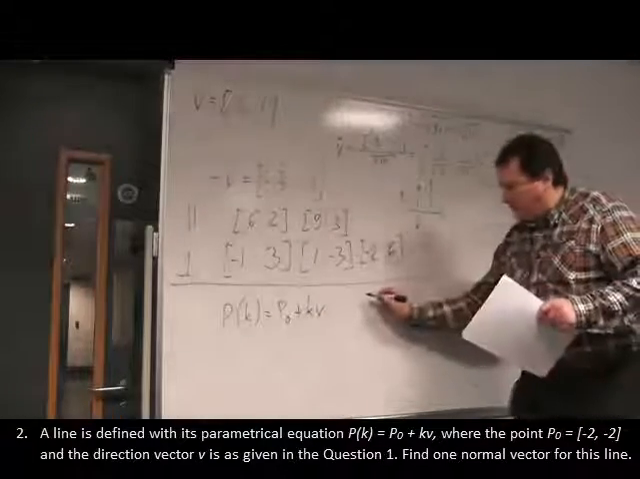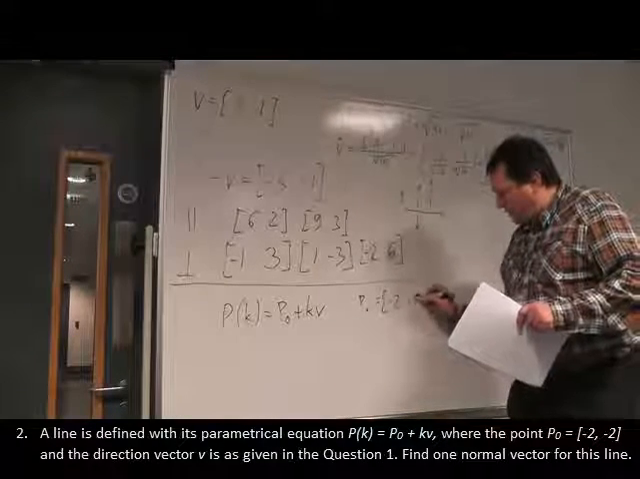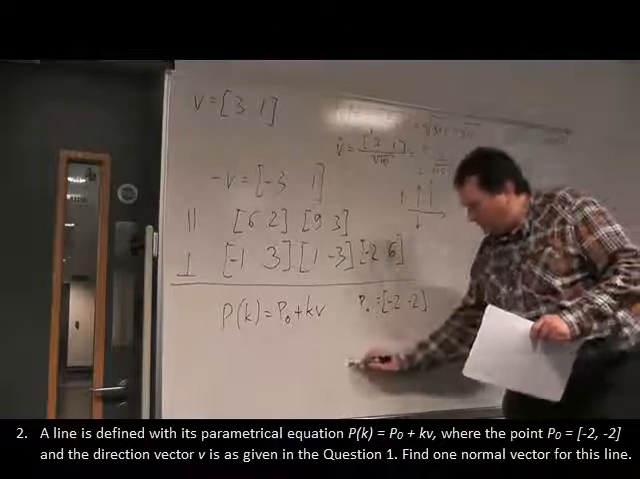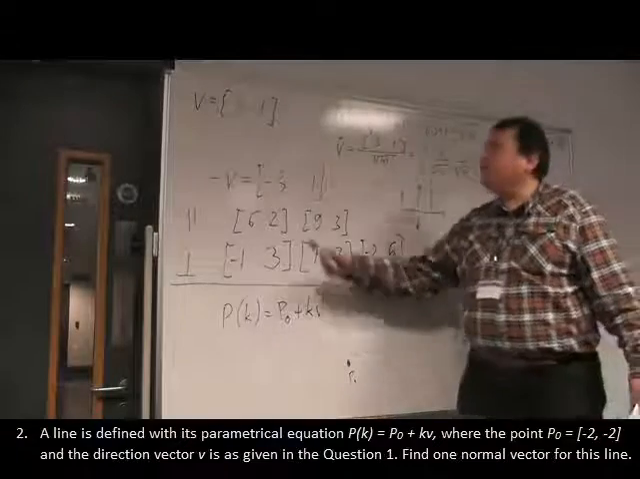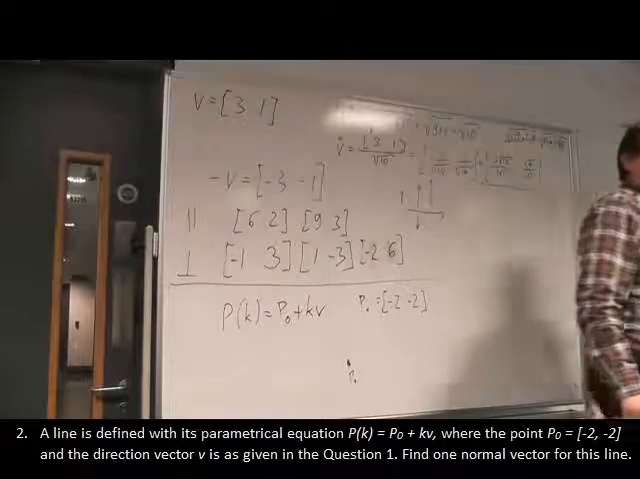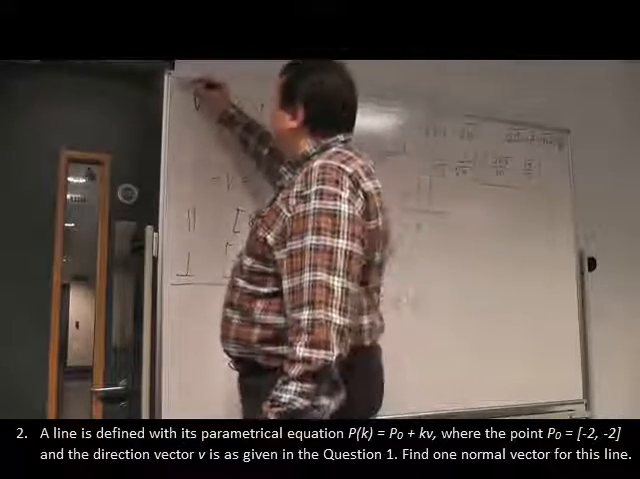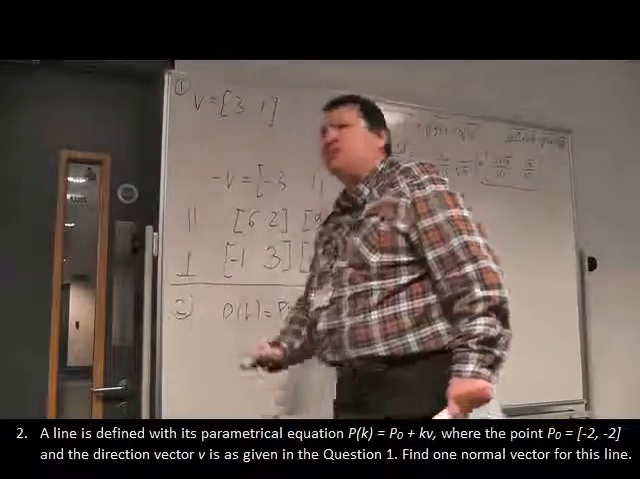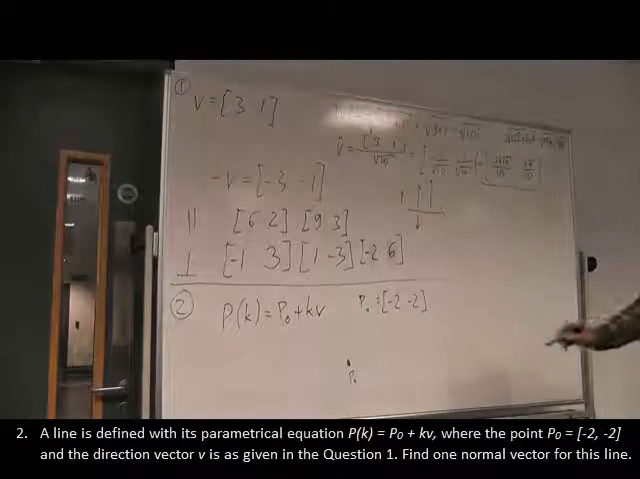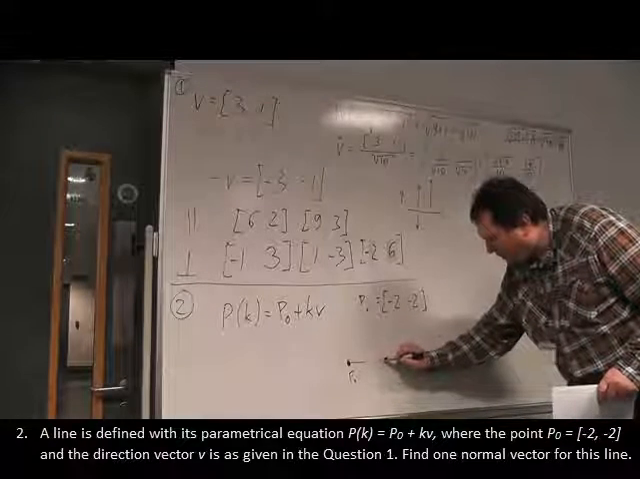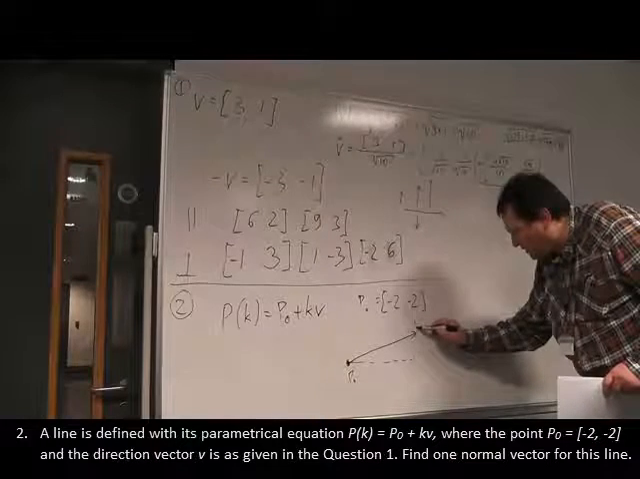So p0 is a point with coordinates -2. So let's imagine this is a point somewhere here, p0. And v is the same v as we had in question 1. So this is v in question 1. In question 2, we will use the same v. What it means, this v is a free vector, something like this. This is the vector v.